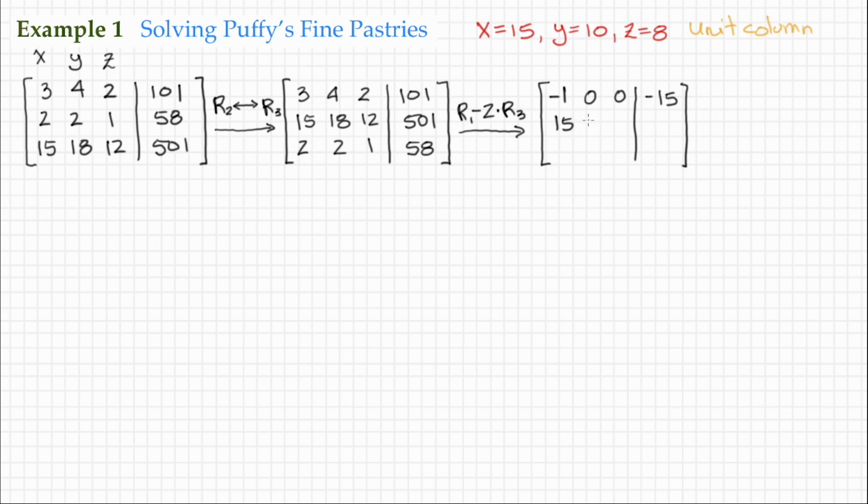15, 18, 12, 501, 2, 2, 1, and 58. So far I've got a 0 here. Now I'm going to do the same for this one. So the row operation I'm going to do here is I'm going to do row 2, but I'm going to subtract out 12 times row 3.